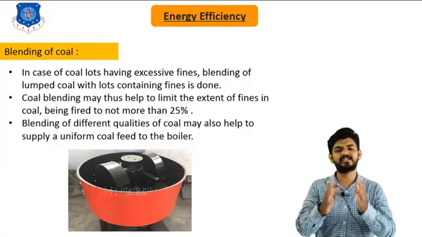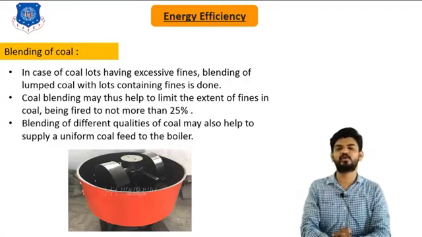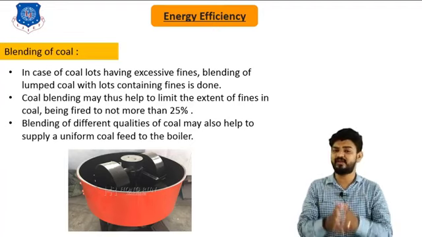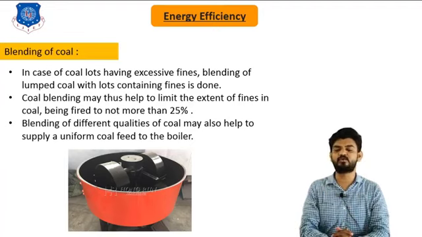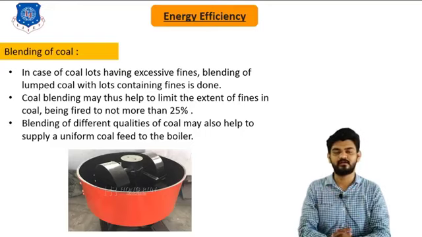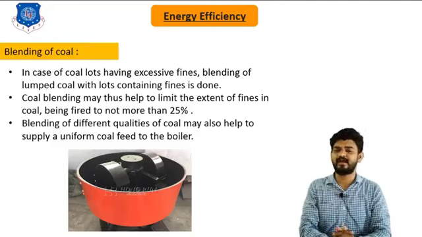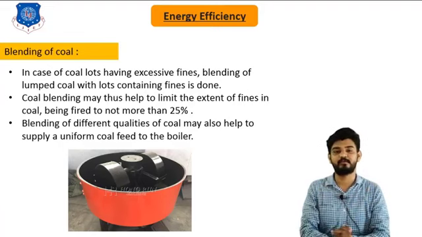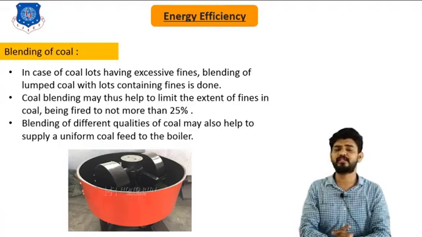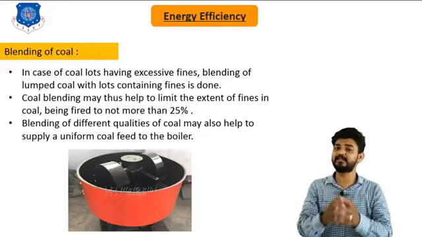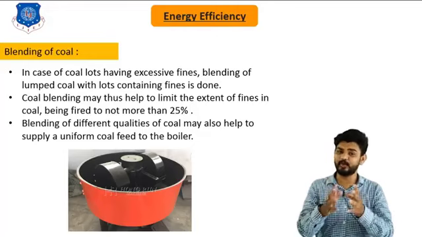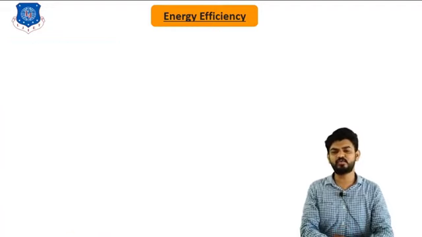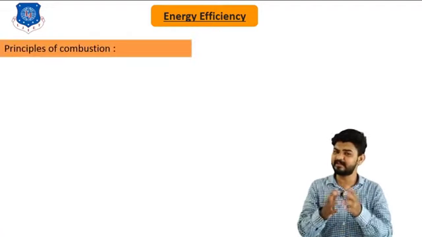Coal blending may thus help to limit the extent of fines in coal being fired to not more than 25%. Blending of different qualities of coal may also help to supply uniform coal feed to the boiler. So this step is very important, as we mix two different sizes of coal and produce a uniform size of coal, which is a very important factor for the boiler. So this concludes the preparation of coal. For the exam point of view, this preparation of coal is a very important question. Now let's move to the next topic, and that is the principle of combustion.